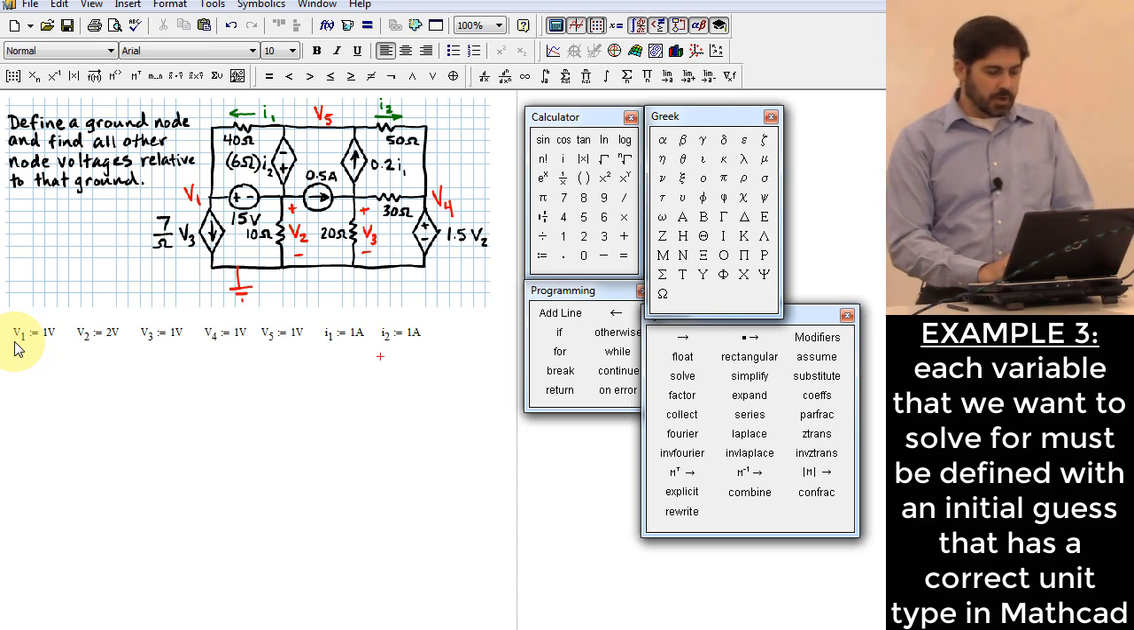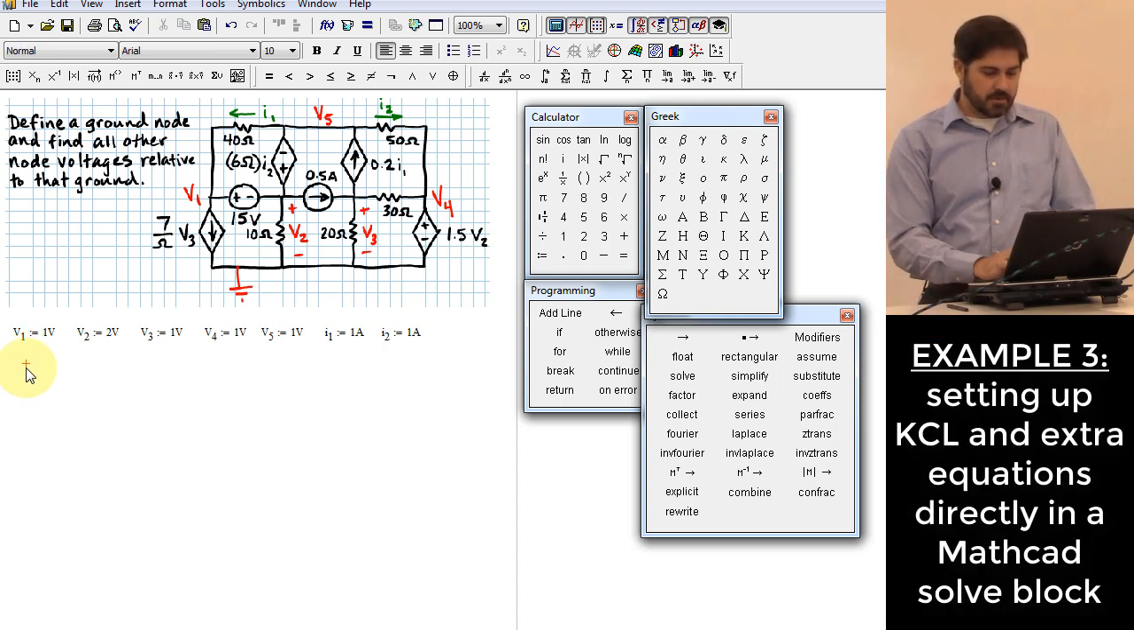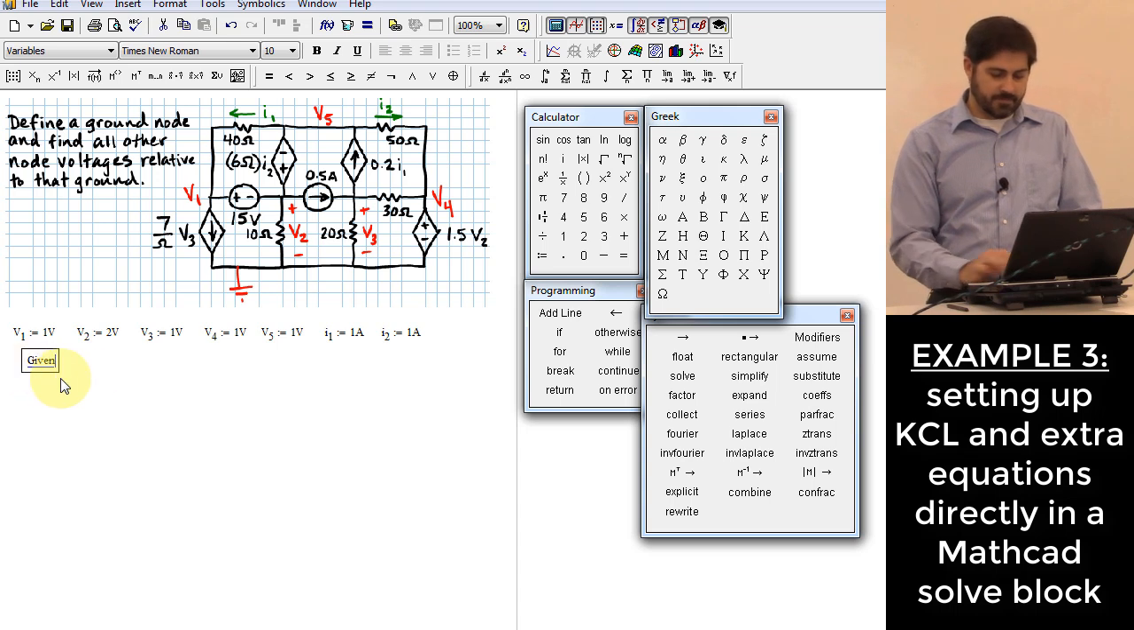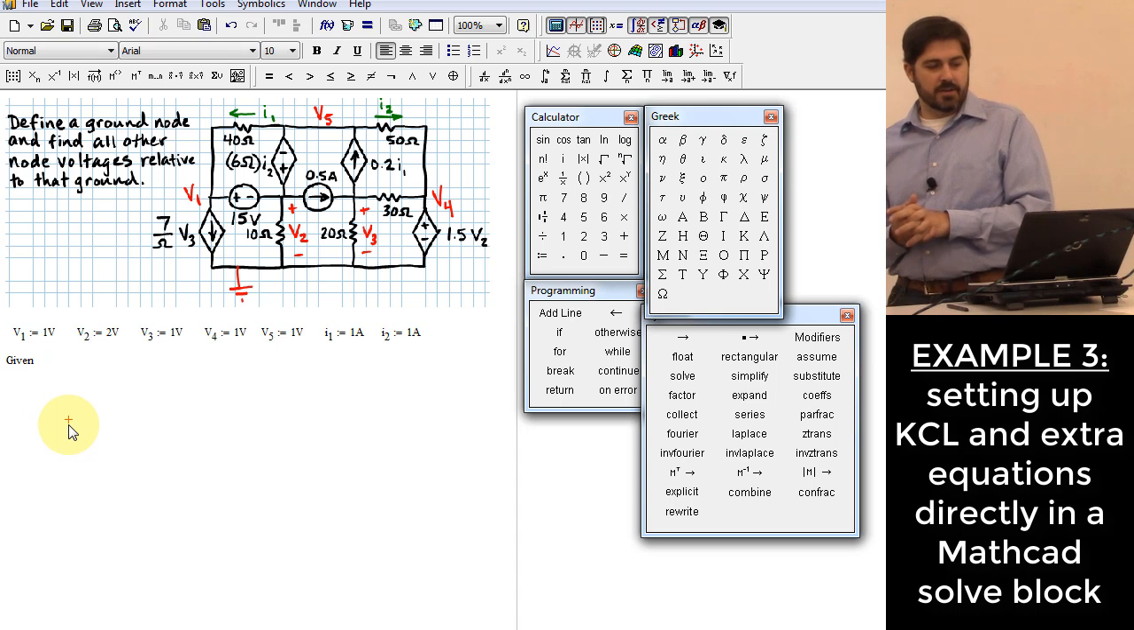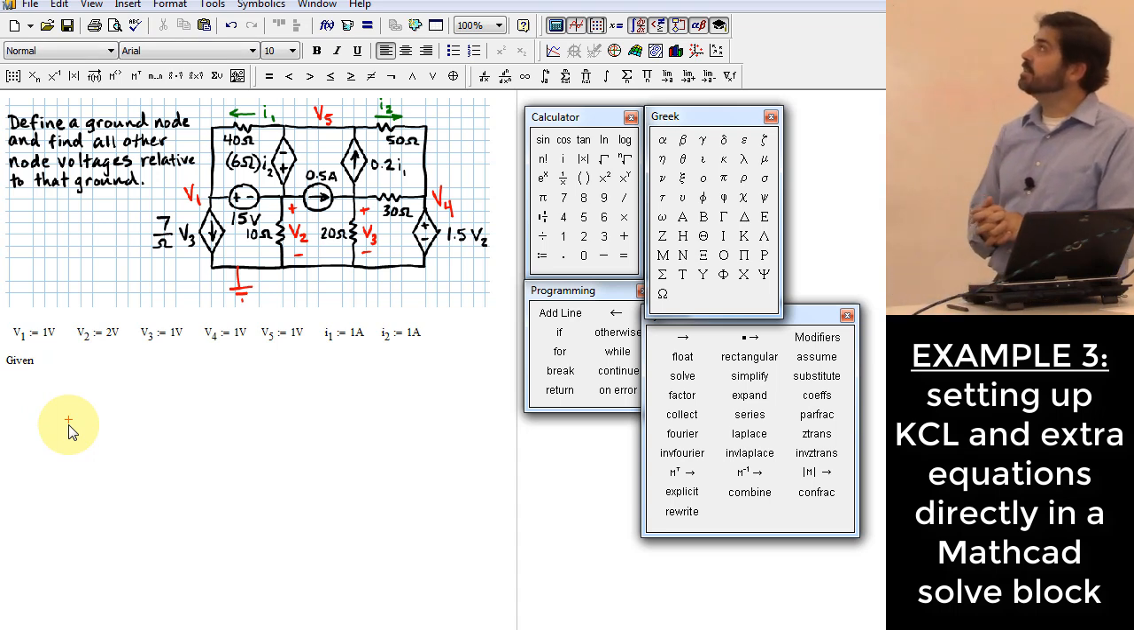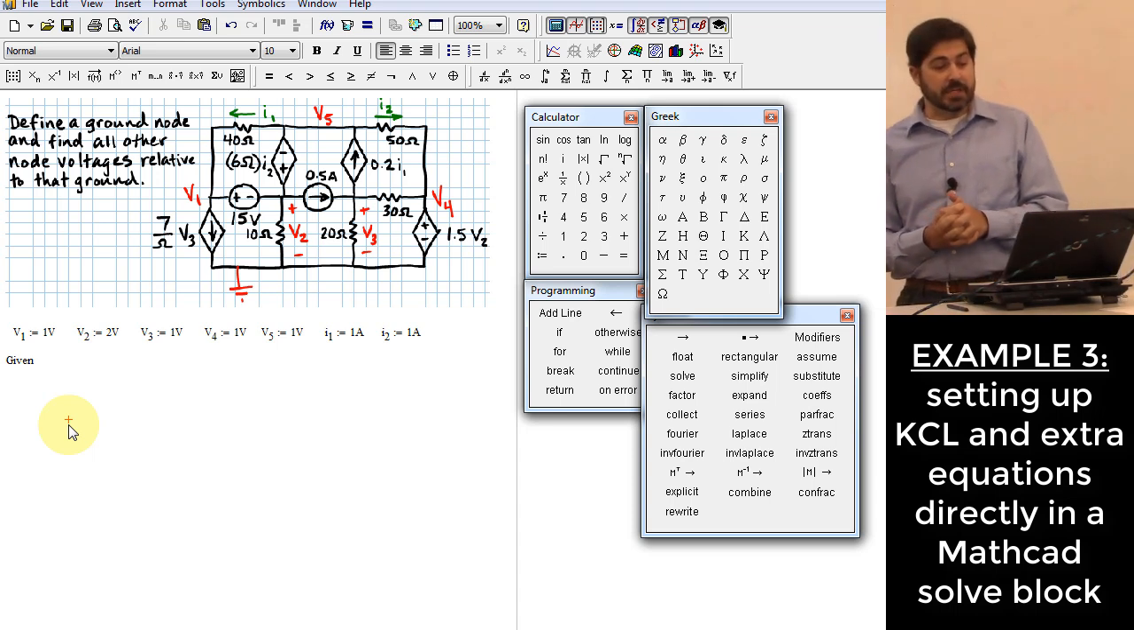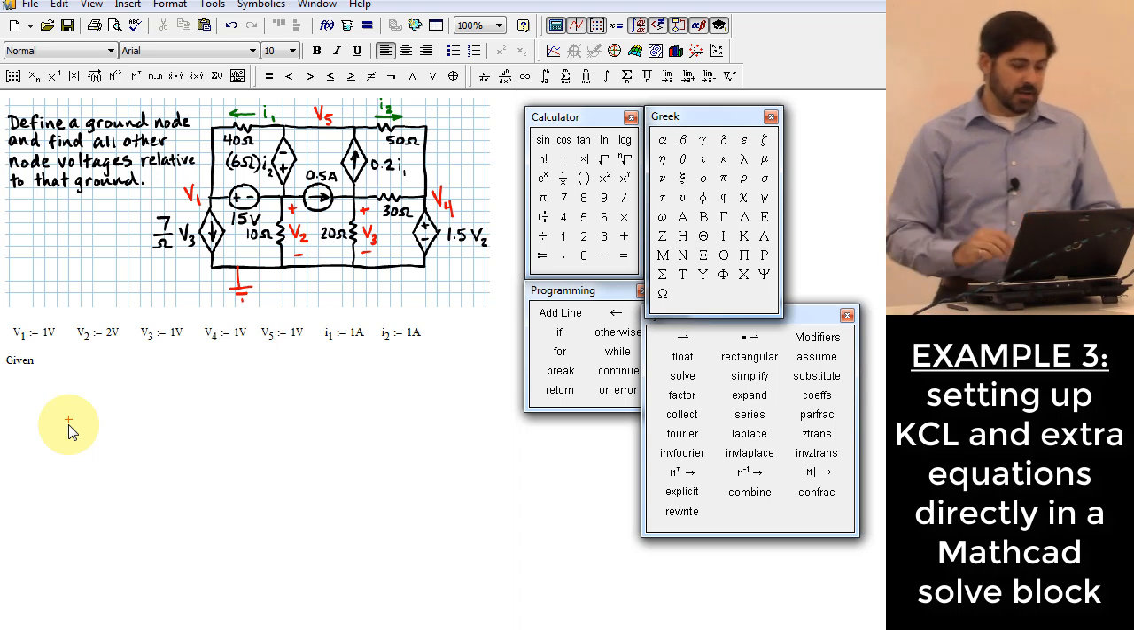Okay, we're going to use a solve block. You start a solve block with the word given. Now, do I have any supernodes? The answer is yes, I do. As a matter of fact, I've got a really big supernode, right?